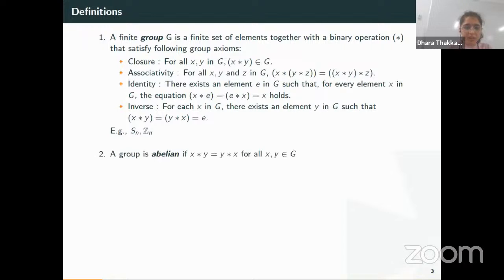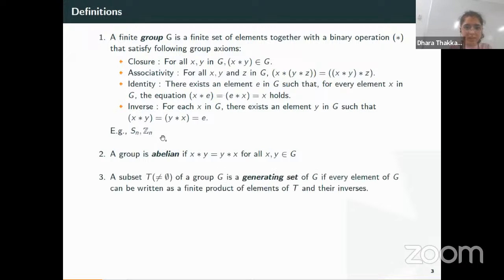An abelian group is a group which has this additional property where for every x, y in G, we want this commutativity to hold. That is, x star y should be equal to y star x. For example, Zn here is an example of a commutative abelian group.